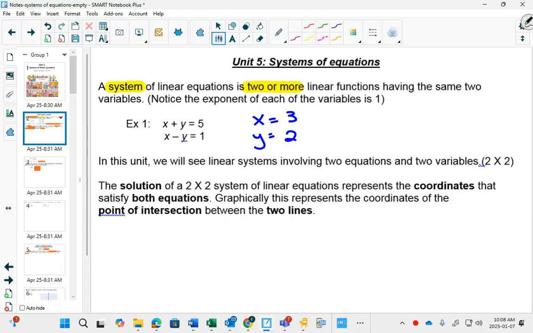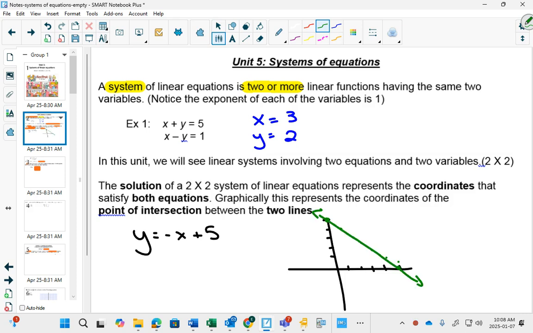So if I wanted to do this graphically using my last unit, I could say, well, I could get my y by itself. This is really nice, because this would tell me I have a y-intercept of 5 and a slope of -1, down 1, over 1, and so on. Or I could have used the intercepts method and found my x-intercept and my y-intercept, and I could have drawn that graph.